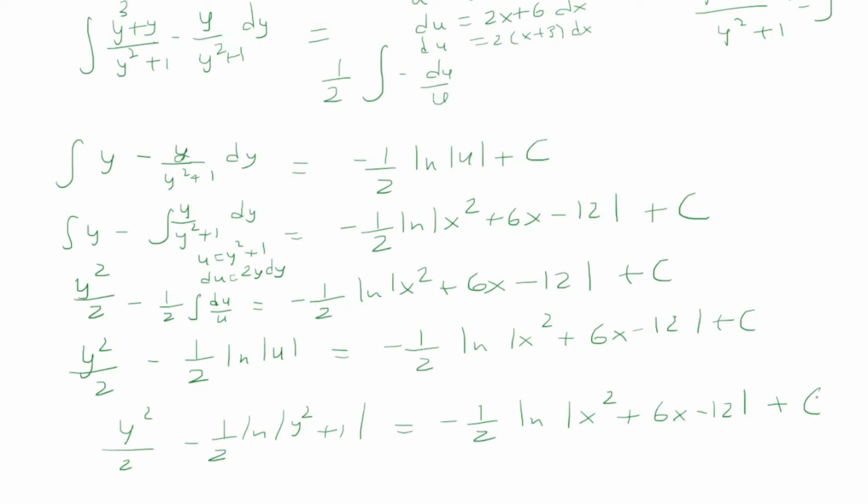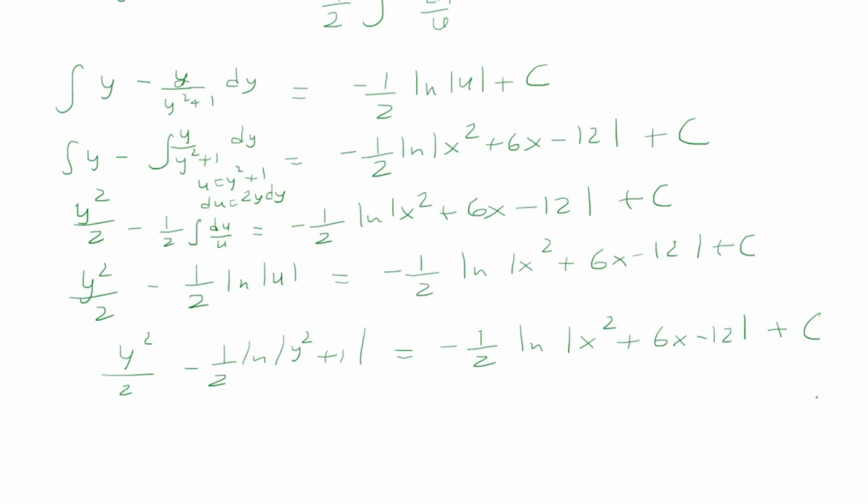We have to use the condition that they gave us at the top, namely that y of 2 is equal to 0. So y is going to be set to 0. So 0 squared over 2 is 0. ln of 0 squared plus 1, that's ln of 1, that's also 0. Okay, now we can plug in x equals 2. So we have 2 squared is 4, 6 times 2 is 12, minus 12 is negative 8. So add those up, you get 4. So c is 1/2 ln of 4.